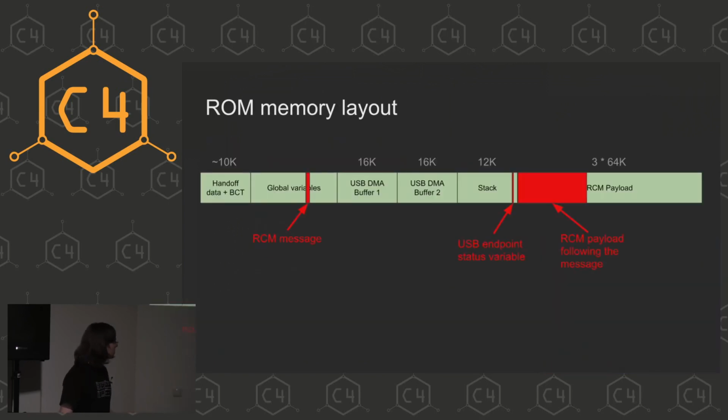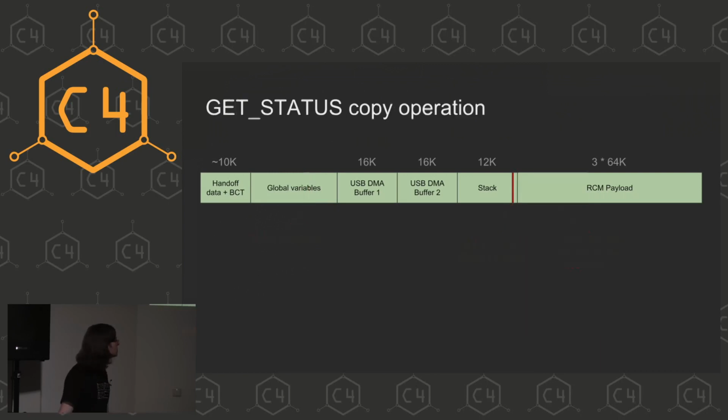So this is what that looks like. Again, here we have the message that is completely uninteresting now. Here we have the payload that we downloaded. And here we have the USB endpoint status variable. That's 2 bytes long. Scale is not correct, but.